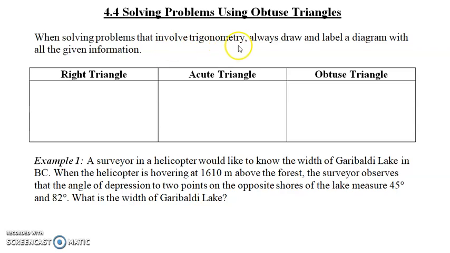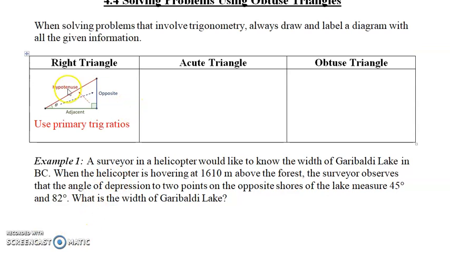So when solving problems that involve trigonometry, always draw and label the diagram with the right information. That is key here. So first of all, you want to draw a right angle triangle, or what we call a right triangle. So here's an example of a right triangle, and you want to use your primary trig ratios.